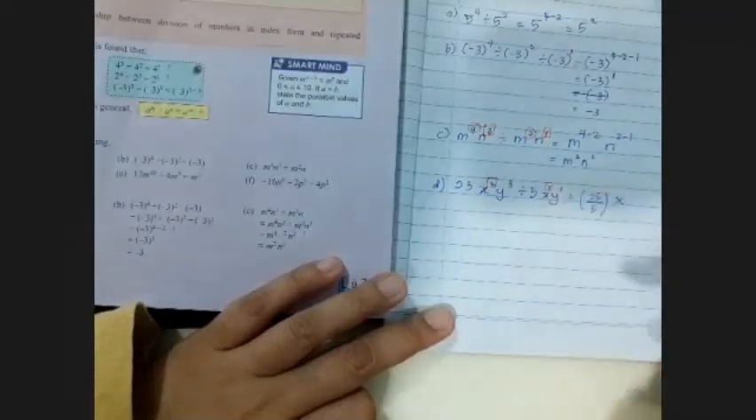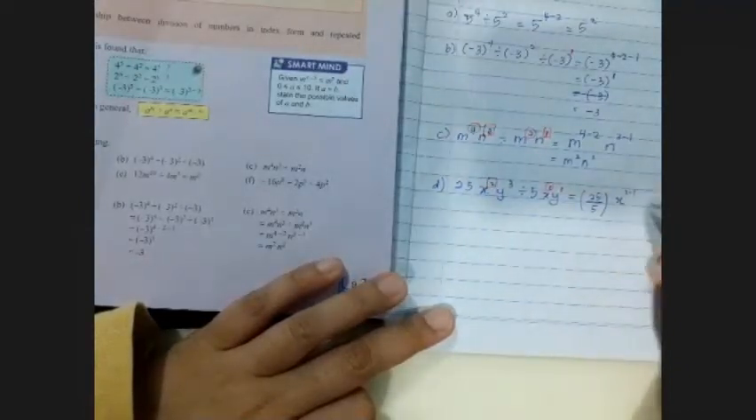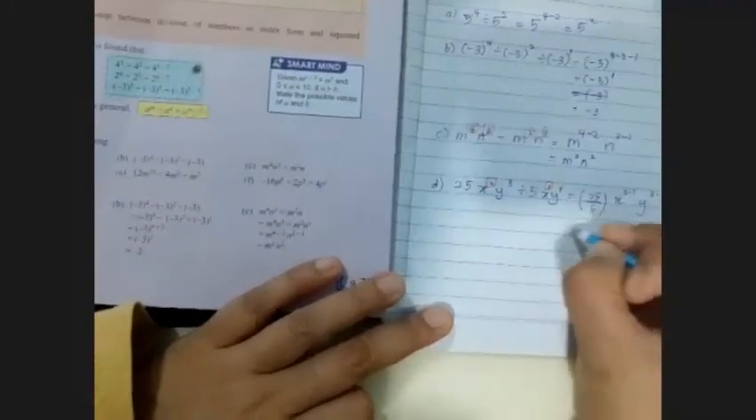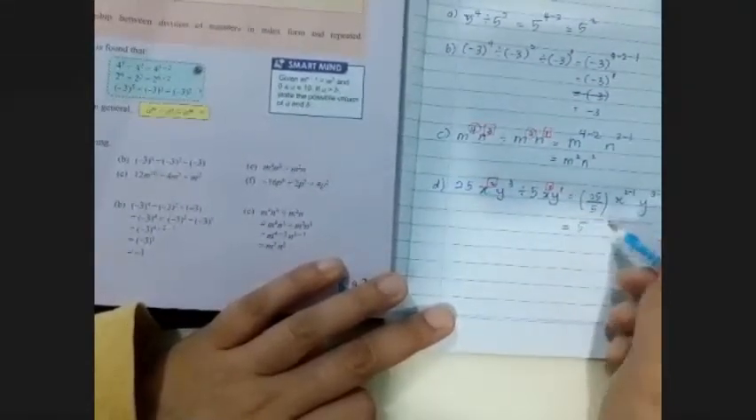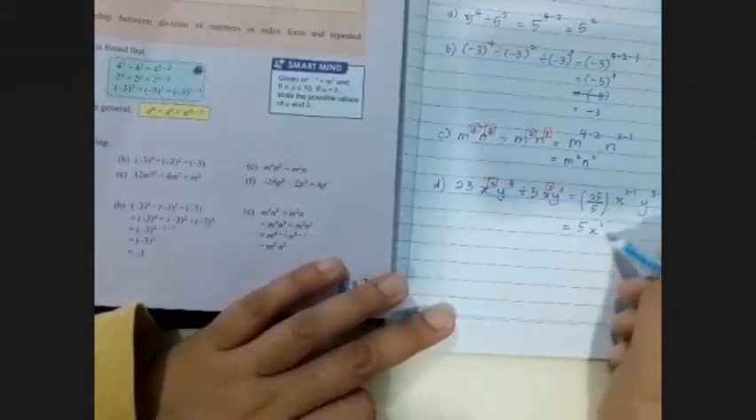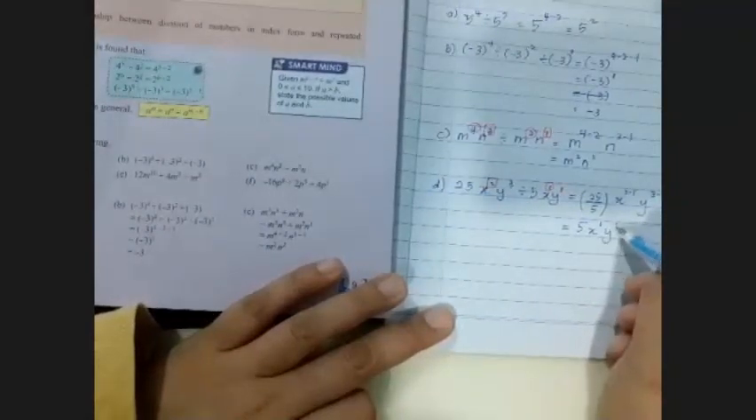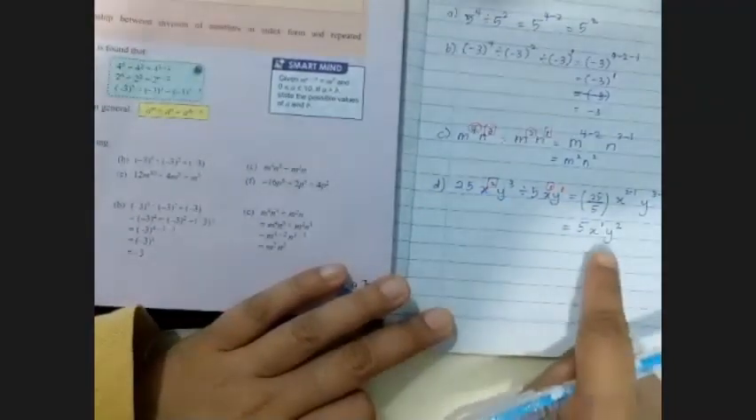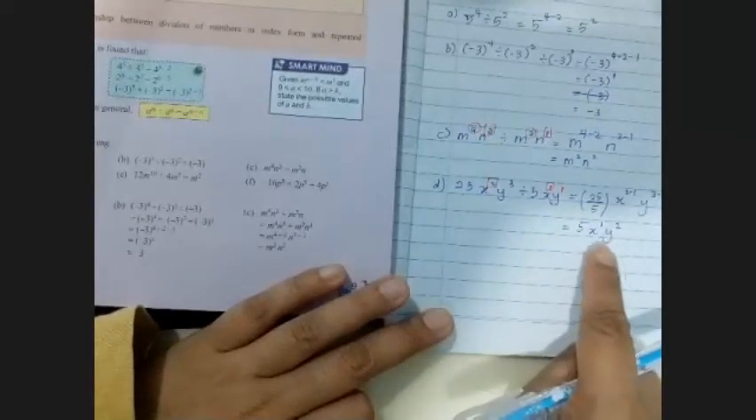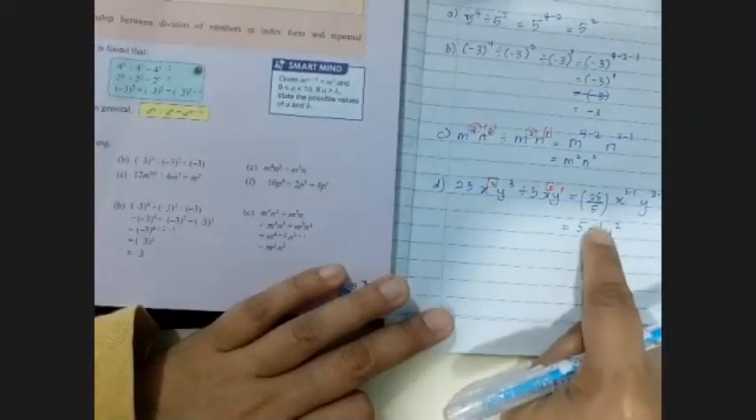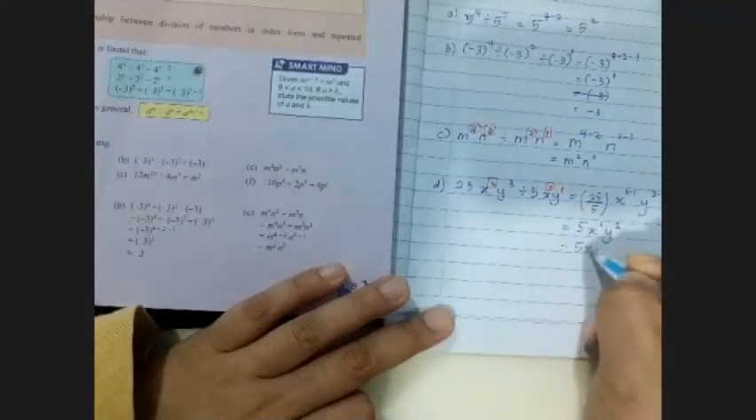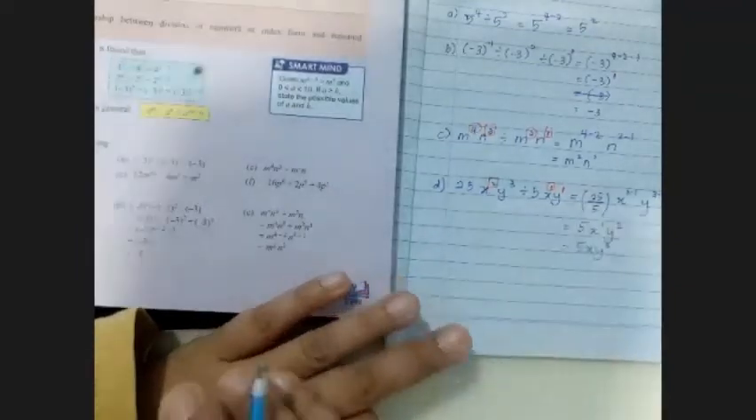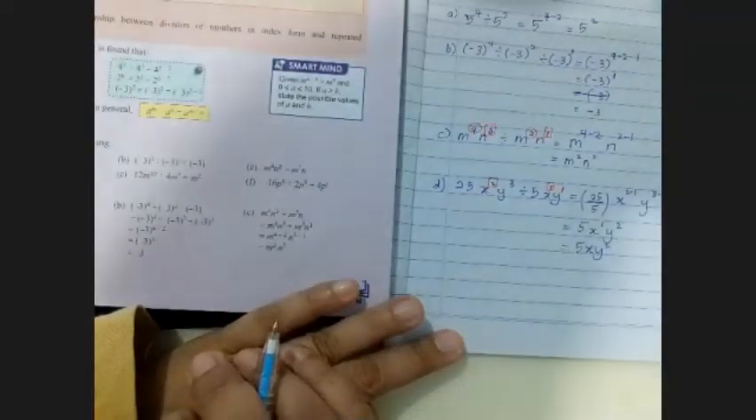So for x, 2 minus 1. For y, 3 minus 1. So the final answer, 25 divided by 5 is 5, x power of 1, y power of 2. But you cannot stop like this. You need to simplify. This is power of 1, we cannot write 1. So the answer is 5xy power of 2. That is the final answer.